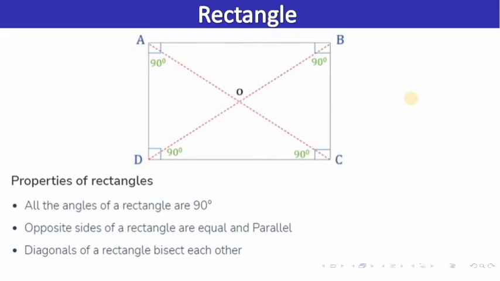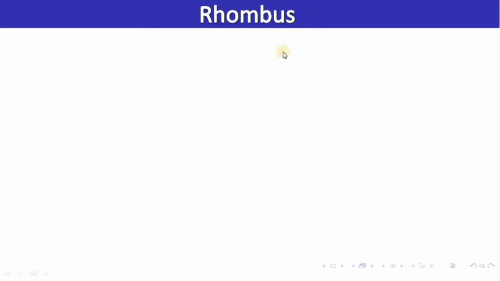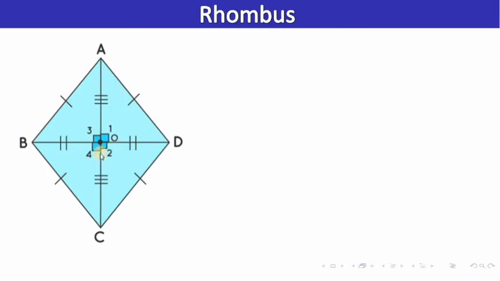Alright, very good. So let's move to the next then. Next is a rhombus. The shape of a rhombus looks somewhat like this. Okay, so let's see some properties now.